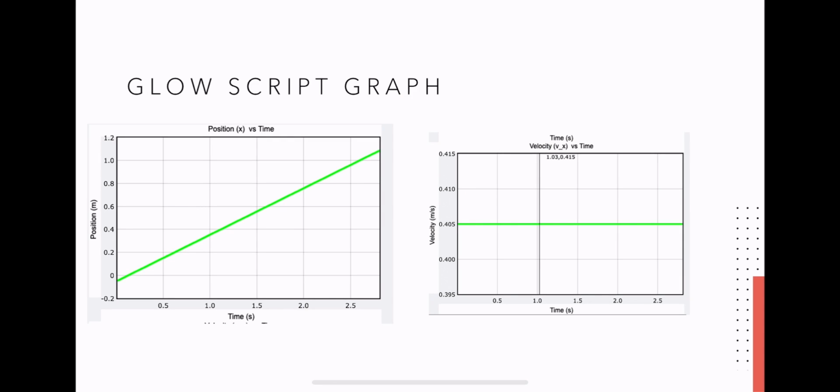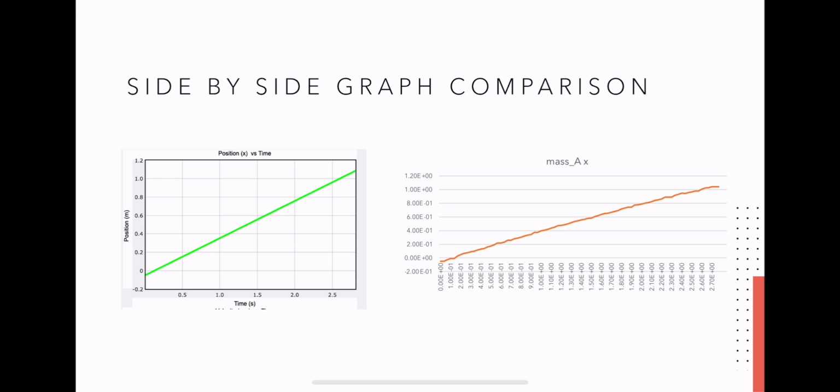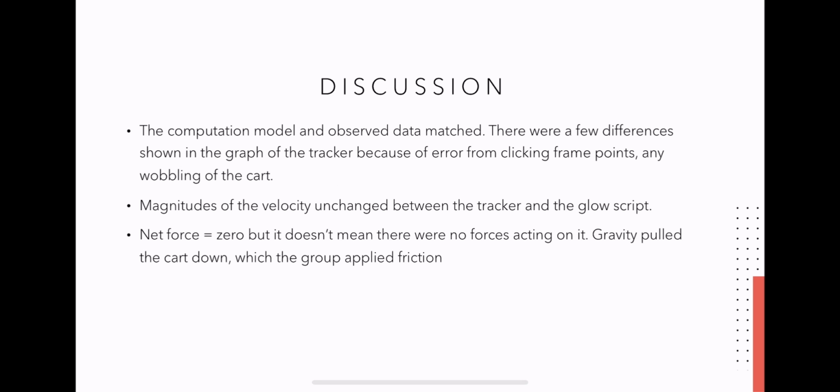Here we have the graphs constructed using GlowScript. The first graph is position versus time, starting at 0.5, and then we have the constant velocity chart. The side-by-side comparison shows these graphs, which are both constant, showing that their lines are about the same linear. The computational model and observed data matched. There were a few differences shown in the graph from Tracker because of error from clicking frame points and any wobbling of the cart.